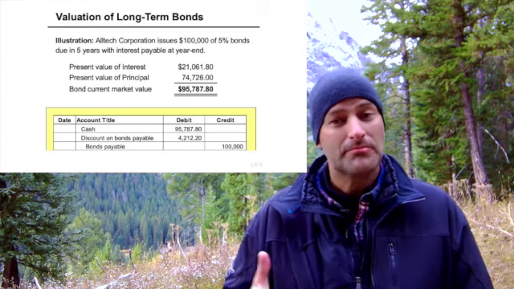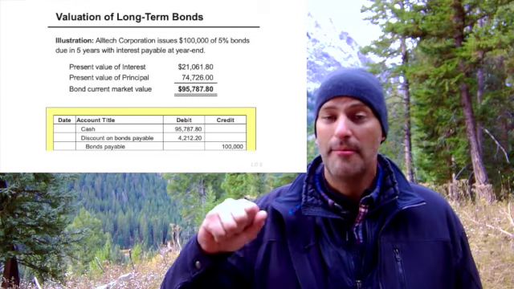And that discount on bonds payable is a contra bond account, so it reduces the value of the bond. And now what we're going to do is amortize that over the life of the bond as we use it up. So that's our entry to record the bond.